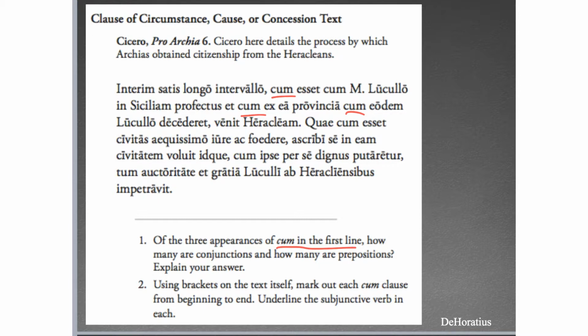What this is getting at, of course, is that cum can be either a conjunction, introducing one of these clauses, or a preposition meaning with, with an ablative object. The best way to approach this question is by context.